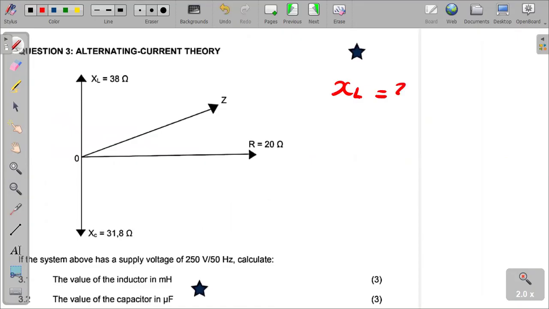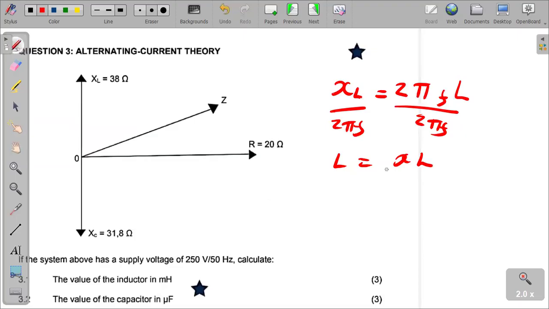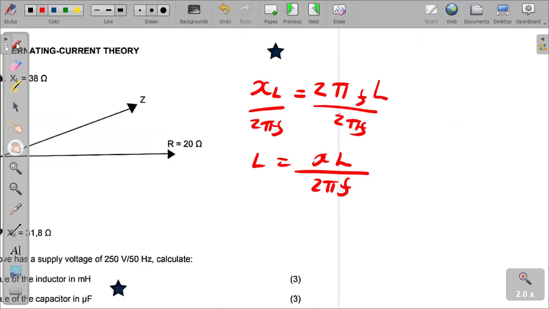How in the first place do we calculate inductive reactance? Inductive reactance is given by 2 pi FL. So let's make inductance the subject. Divide by 2 pi F both sides. It means L is equal to XL over 2 pi F. So we can just substitute what we are having directly into the formula.